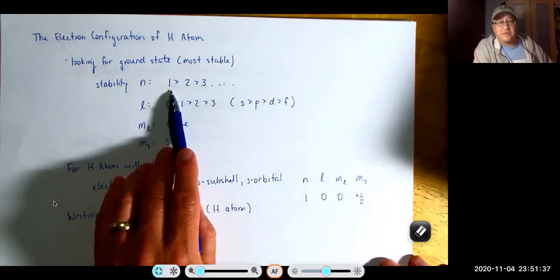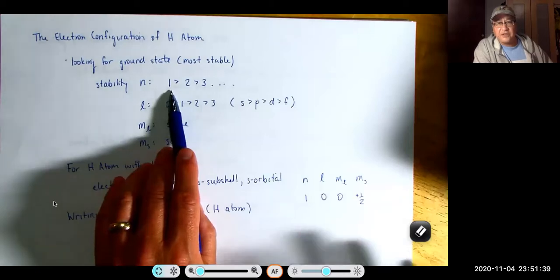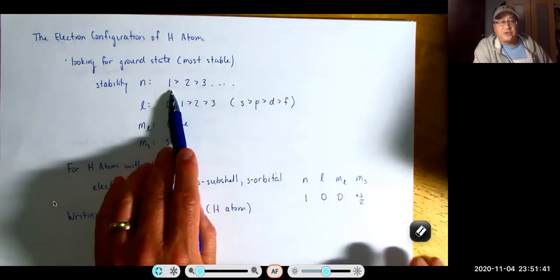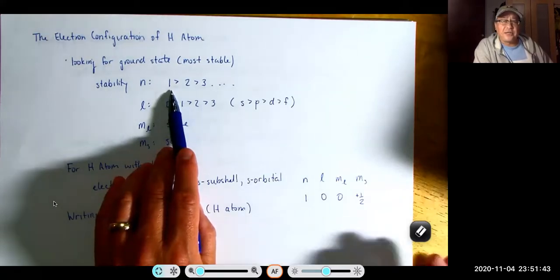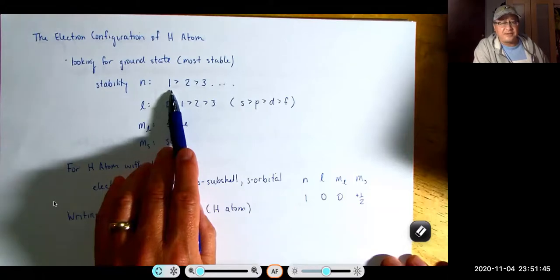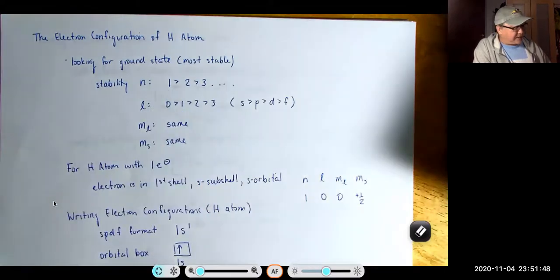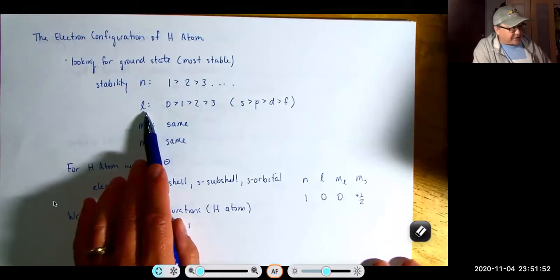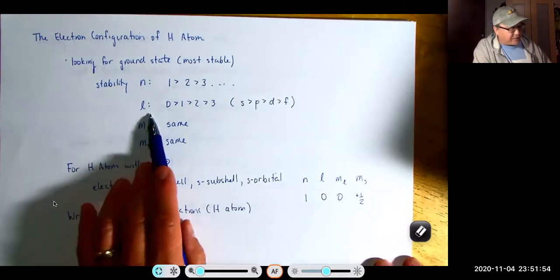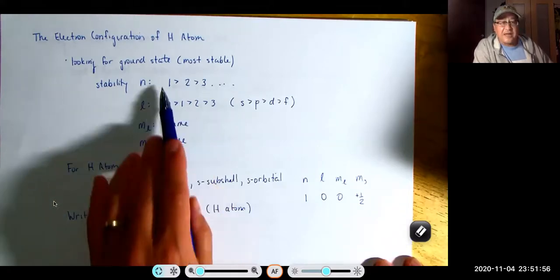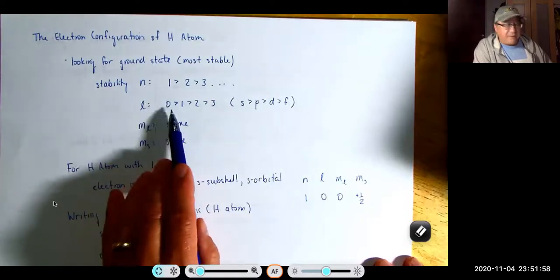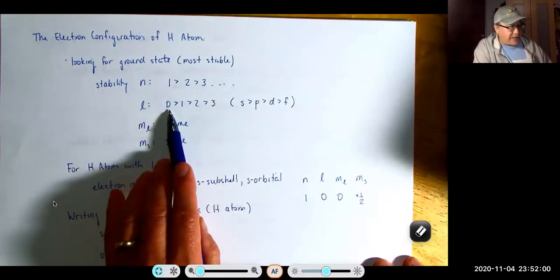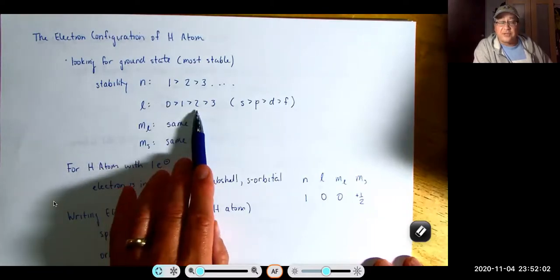And remember, the lower the number of the shell, the closer it is on average to the nucleus. So electrons closer to the nucleus are more stable than electrons farther away from the nucleus. Now, this is interesting because when we look at L, it really doesn't tell us a whole lot about the distance from the nucleus because it really depends on n. But here we find that zeros are more stable than ones, more stable than twos, and more stable than threes.